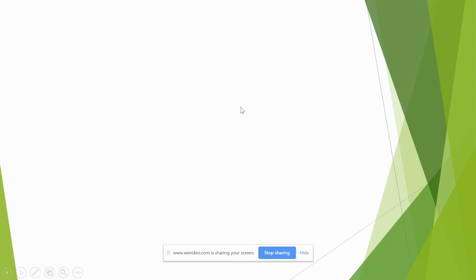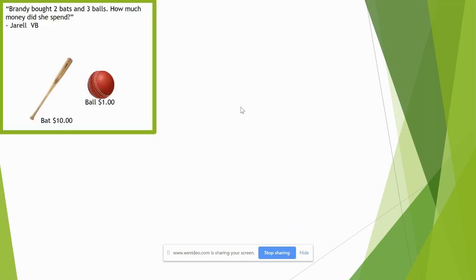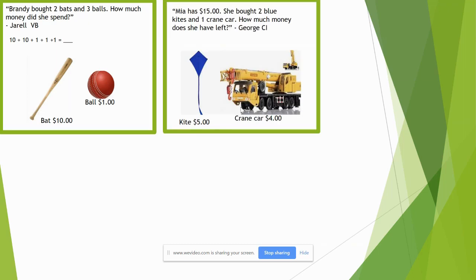All right, so friends, for your exit pass today, you are going to choose 2 of these story problems to solve, and I'll quickly read through each of them again. Brandy bought 2 bats and 3 balls. How much money did she spend? Mia has $15. She bought 2 blue kites and 1 crane car. How much money does she have left?